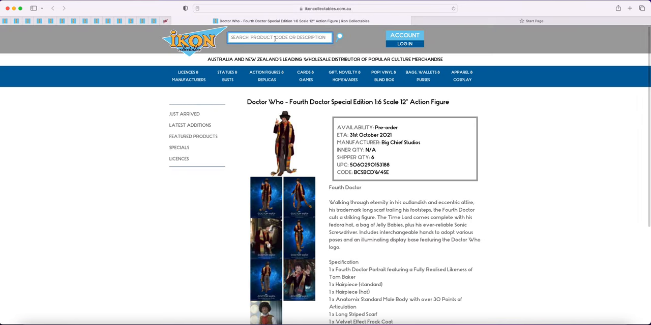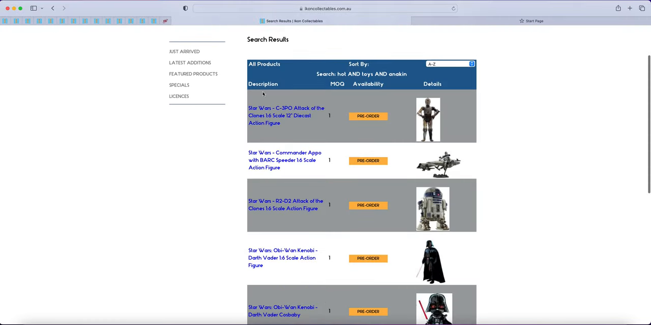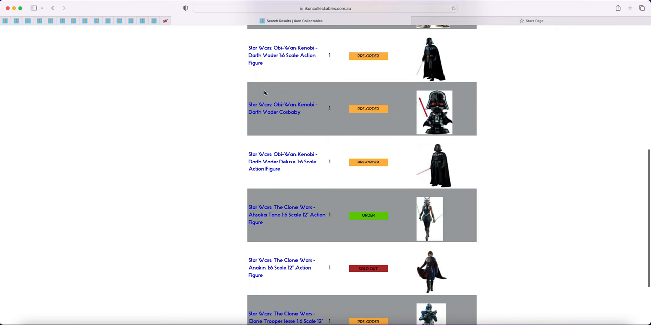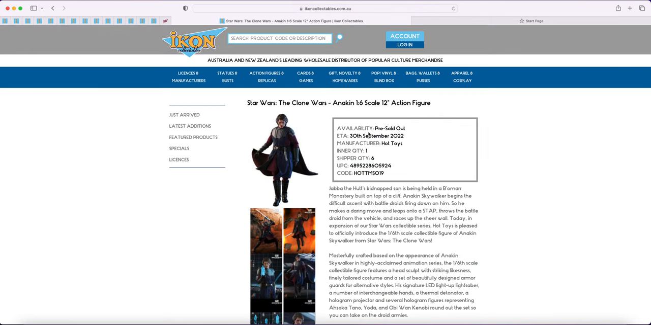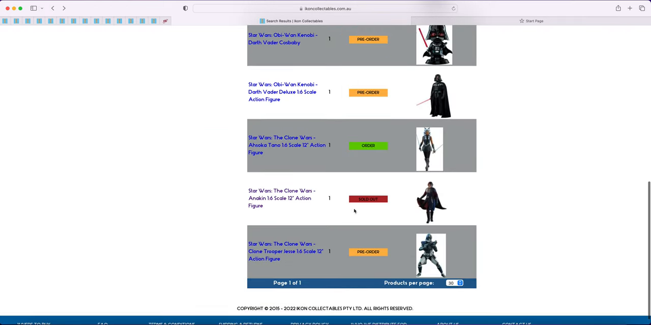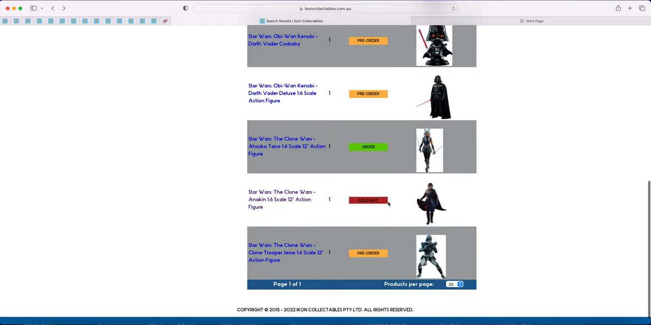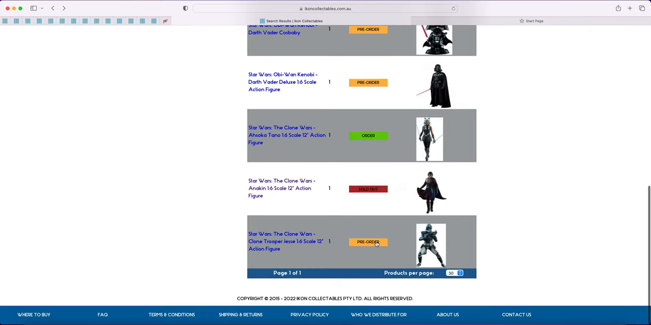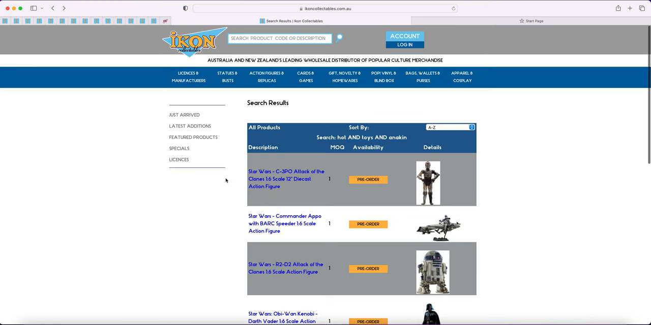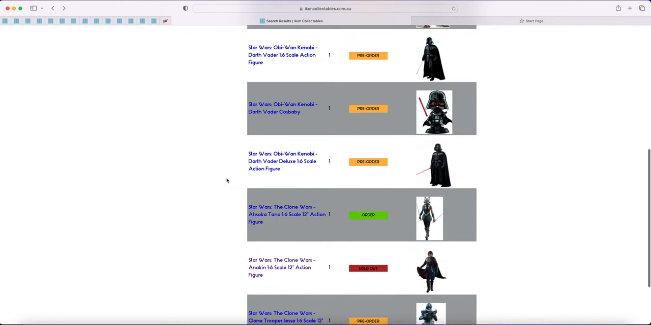I'm just going to duplicate this, and we're going to do a real quick search for Hot Toys Anakin. There is the Clone Wars one, sold out, 30th of September. Yeah, they're not talking about that. He is marked as sold out though. That's something. And then the stat continues to be elusive. So yeah, we'll see what happens.